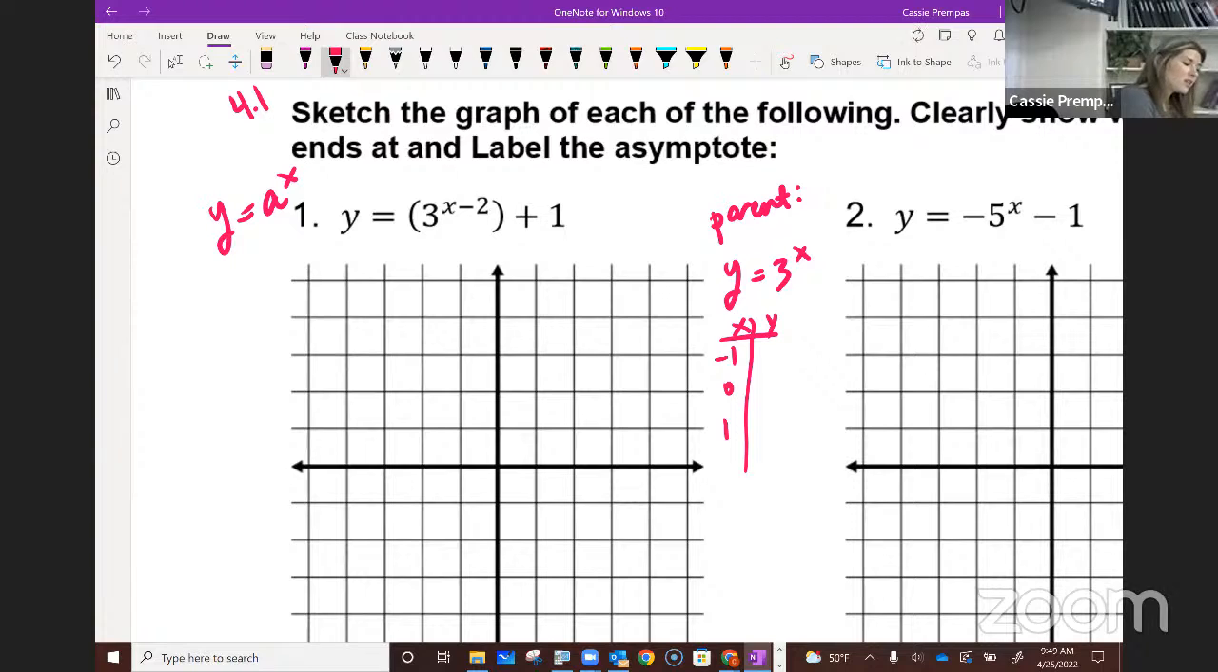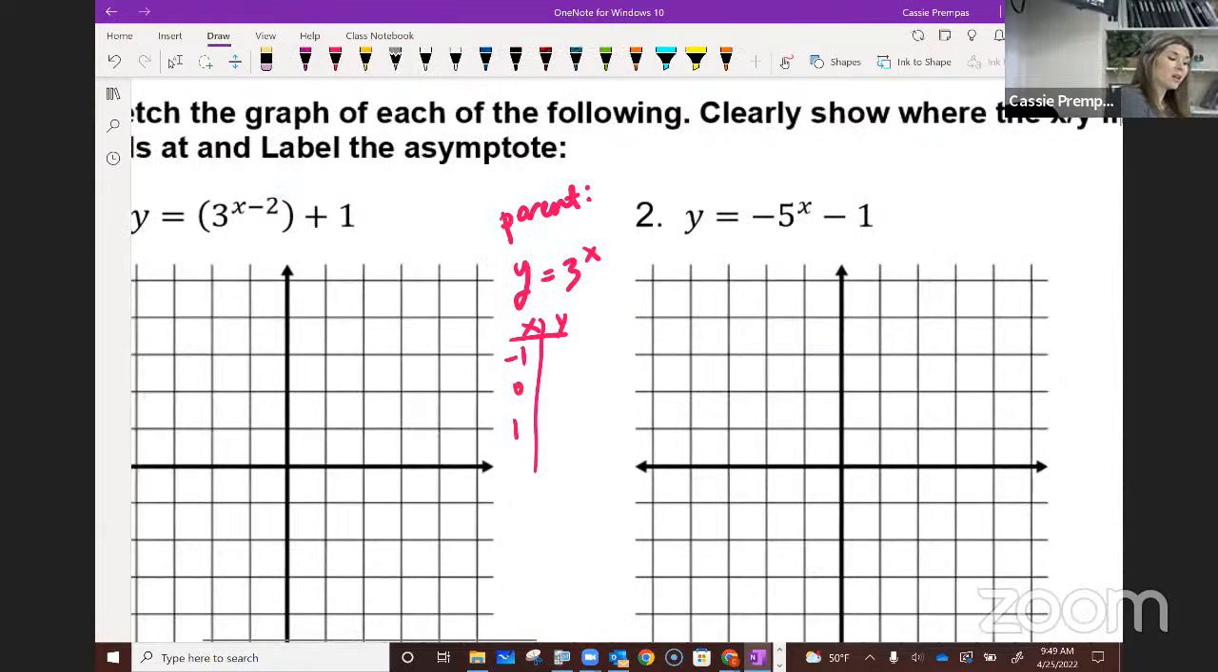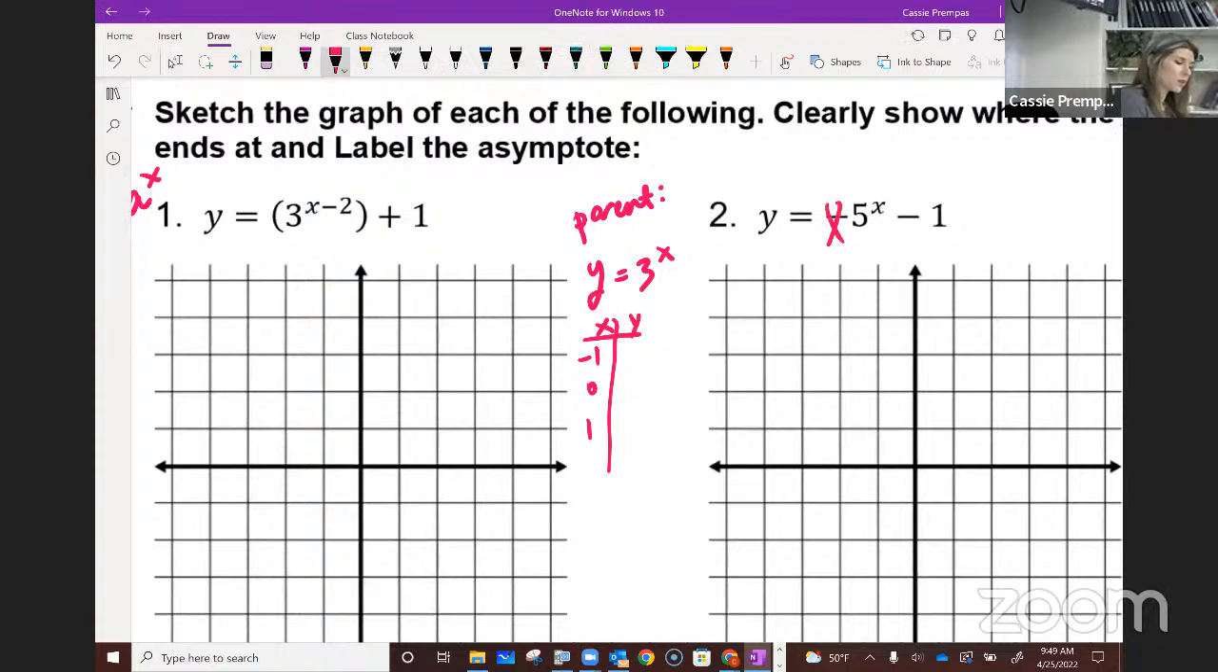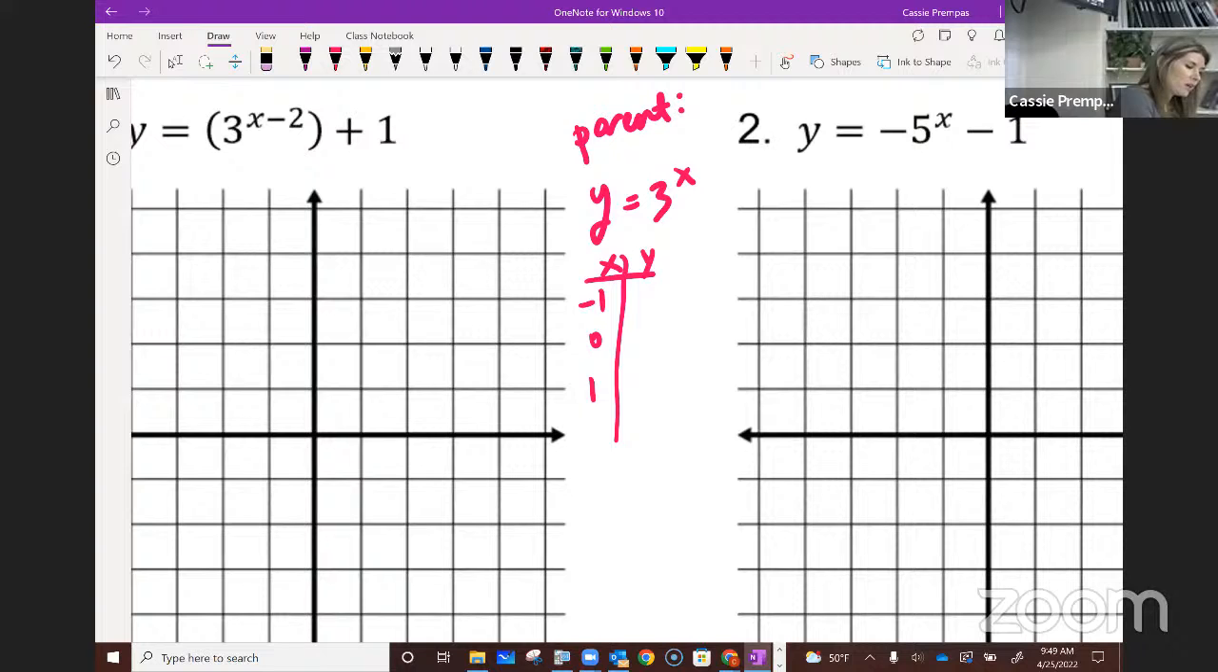To find a parent function, you take away anything that's been plus or minus. So the next one would be like y equals 5 to the x. Take away the -2. As I plug this in, I would have 3 to the 0 power give me 1. 3 to the first power gives me 3. 3 to the -1st power becomes 1/3. So when I graph these, I would have -1, 1/3; 0, 1; 1, 3.